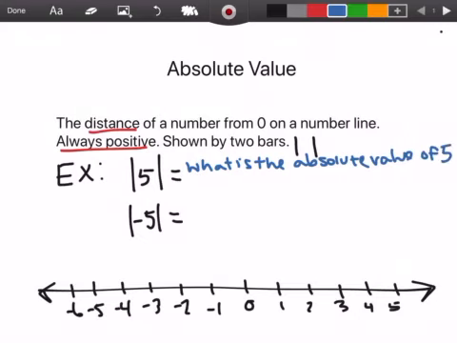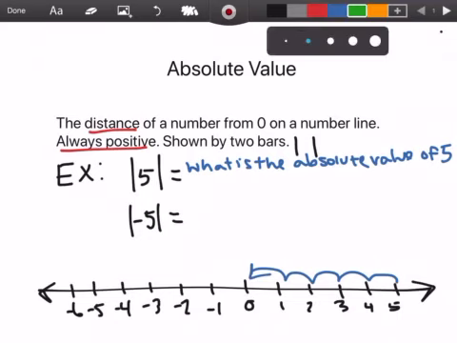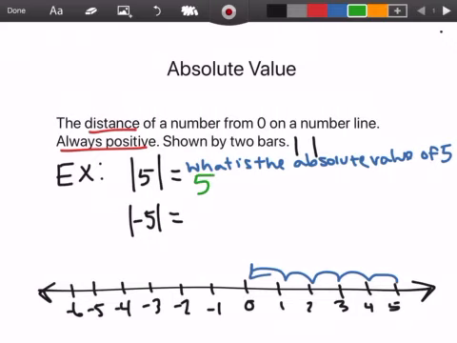Okay, so we need to find an answer. So it's saying, what's the absolute value? What's the distance from 5 to 0? So from 5 to 0, it's 1, 2, 3, 4, 5 steps. So our answer is 5. You will see that once you state the answer, you no longer put the bars. The bars go away because that's our answer.